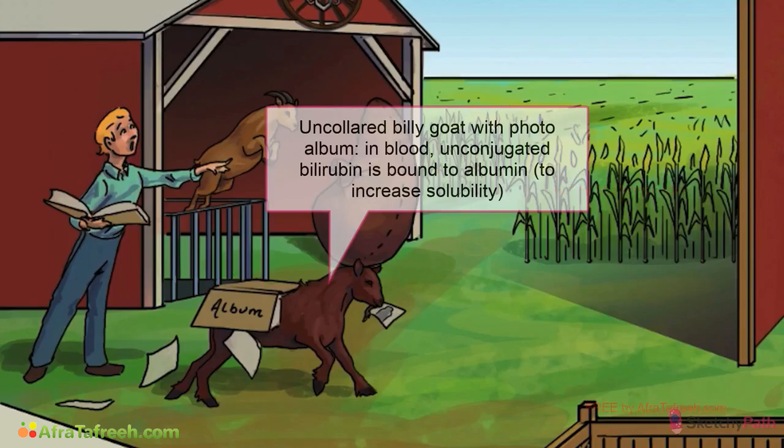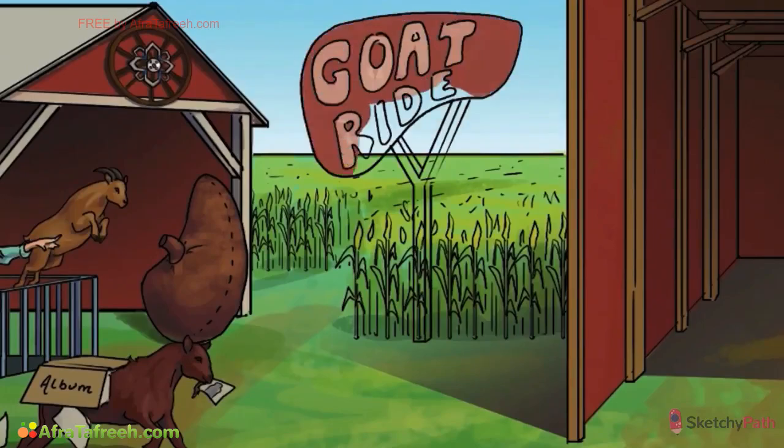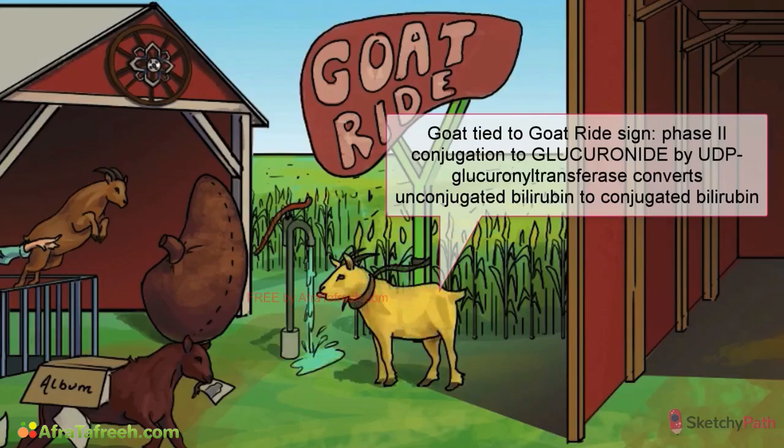If unconjugated bilirubin were excreted in its natural form, its lipid-soluble nature means it would just be immediately reabsorbed in the gut, creating a vicious bowel loop. Loop. Number 2, count it! Fortunately, liver processes such as oxidation, reduction, and conjugation make these lipid-soluble molecules water-soluble and ready for excretion. In the case of bilirubin, phase 2 conjugation to glucuronide via UDP glucuronyl transferase turns unconjugated bilirubin into conjugated bilirubin.